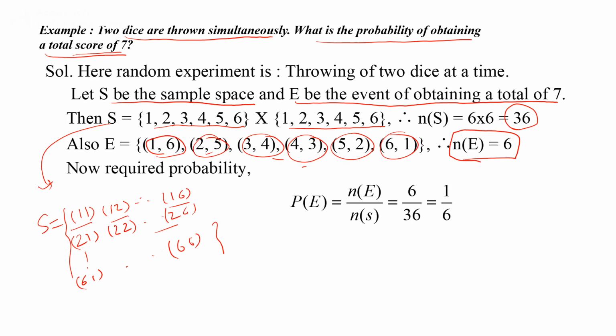Therefore, the probability of obtaining a total score of 7 is what? The total number of favorable cases we have is 6, and the total number of cases is 36. So 6 by 36 gives us 1 by 6. That is the probability of getting a total score of 7. In this way, we can easily find the probability.